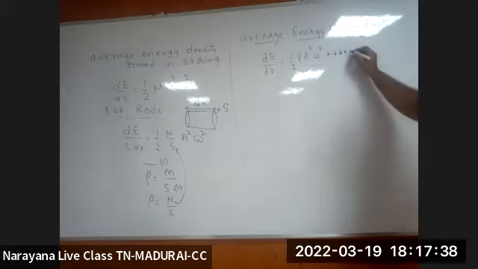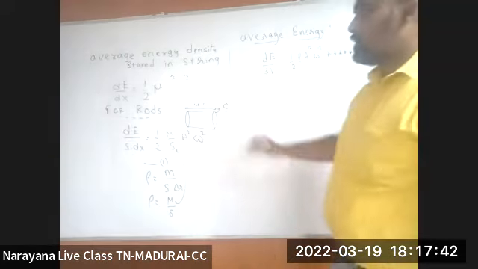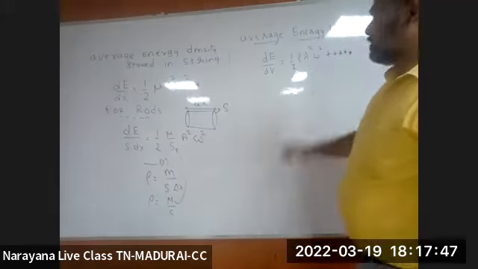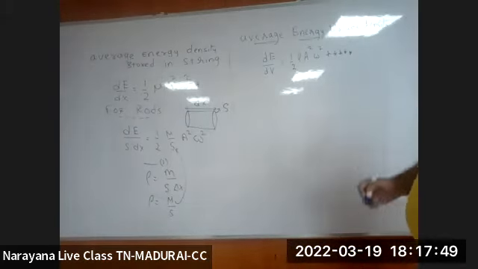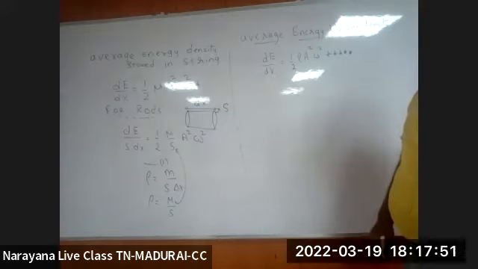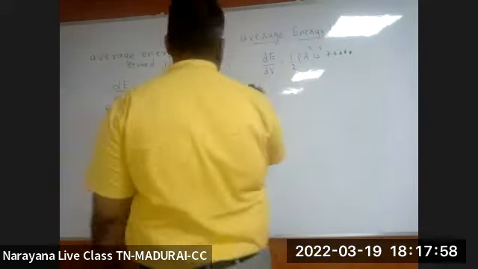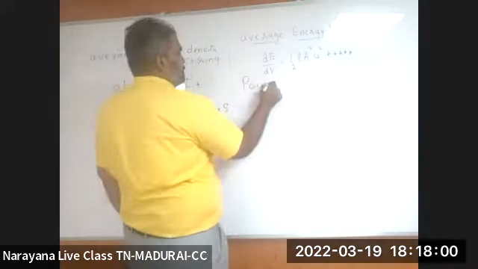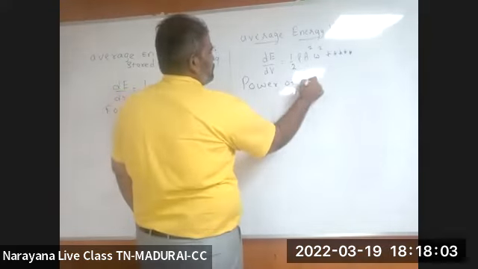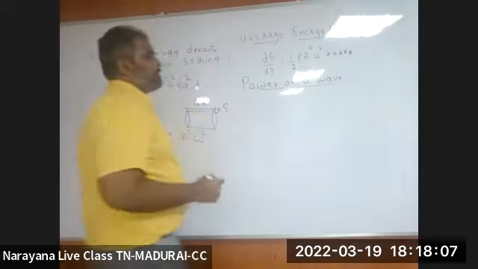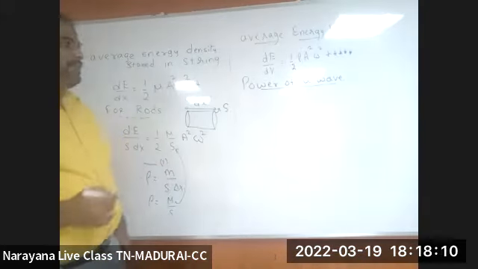This is the average energy density, very easy to remember also. Average energy stored in string equals mu will come here, and here rho will come. And one more very important parameter during wave propagation is the power of a wave. What is that? Power of a wave. Somebody define what is power?